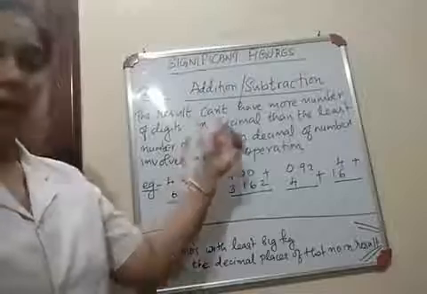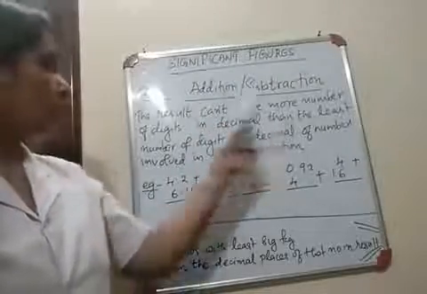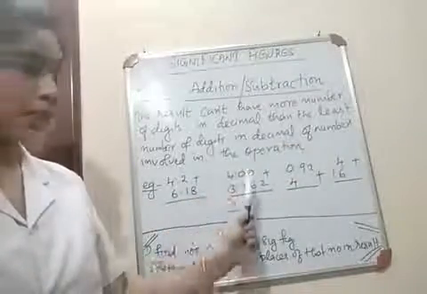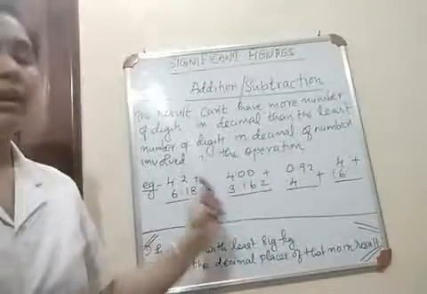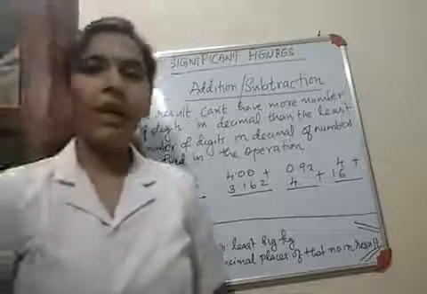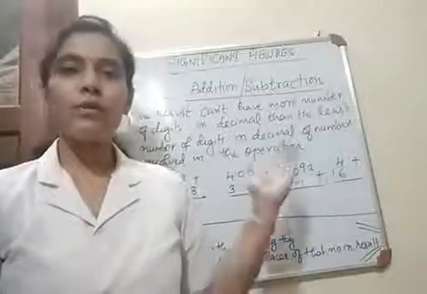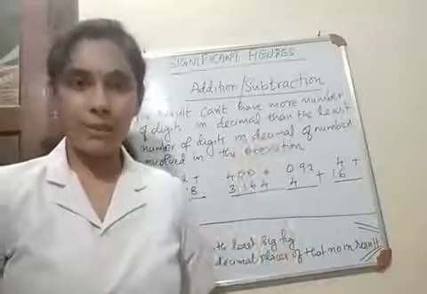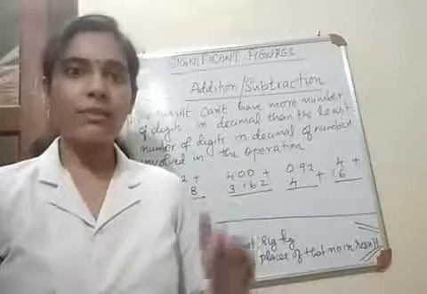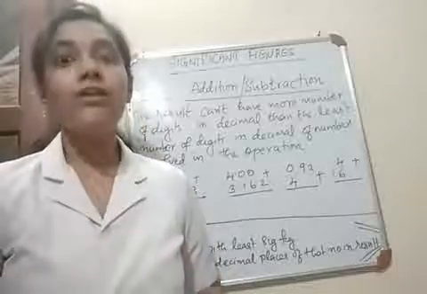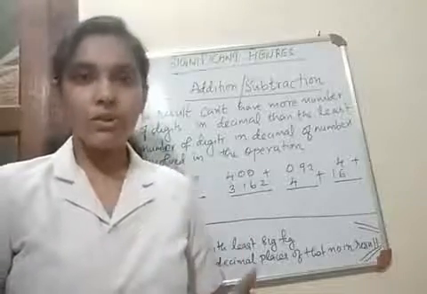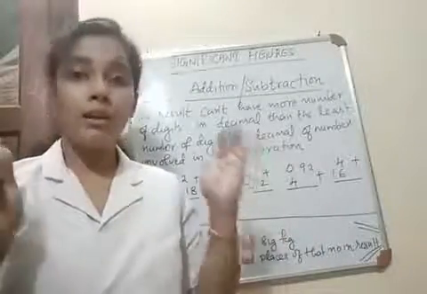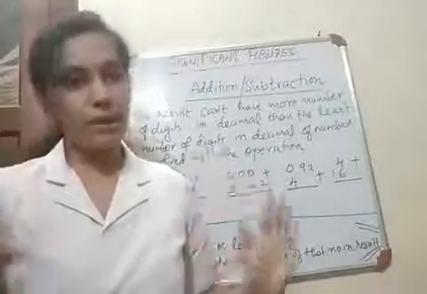The result cannot have more number of digits in decimal than the least number of digits in decimal of the numbers involved in the operation. I know that you are confused with this statement. You didn't understand anything of this statement. So let me explain the same thing to you in a very simple way through examples. Here also no need to by heart the rule. Just understand the rule. Just study to apply the rule. That is enough for you.